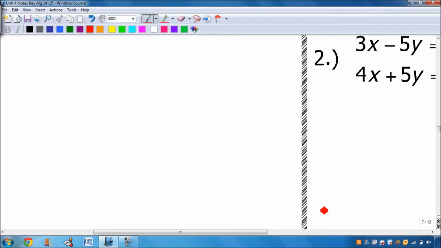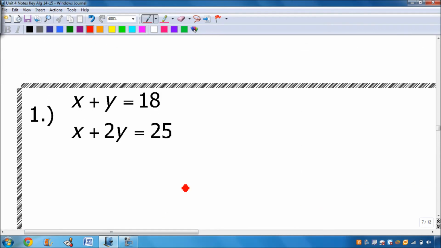Okay, so now your goal in question number 1 is to either eliminate the x's or eliminate the y's. It is totally your choice. Since the x's have the same coefficient, I'm going to eliminate those. But don't forget that the only way you can get them to eliminate is if the signs are opposites of each other. They have to be inverses of each other.